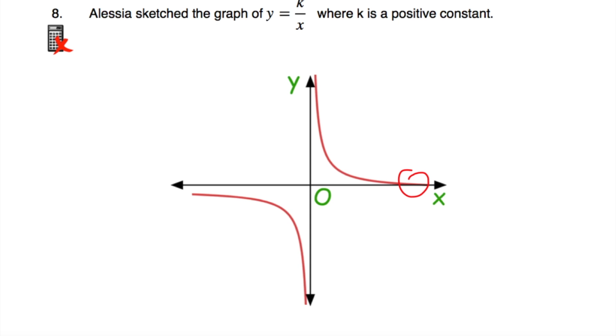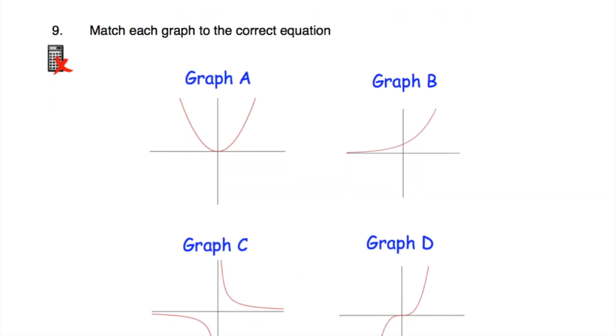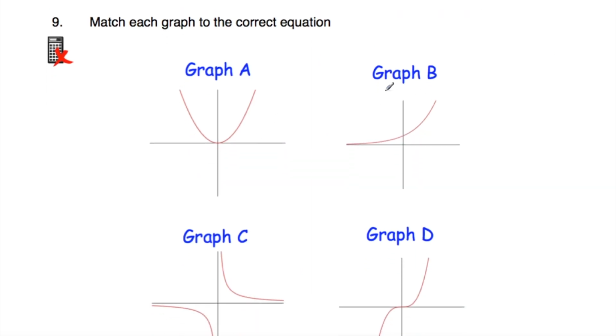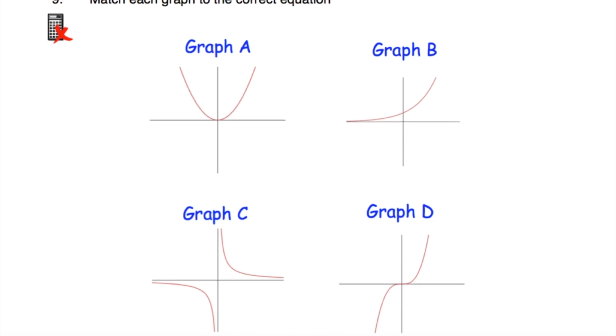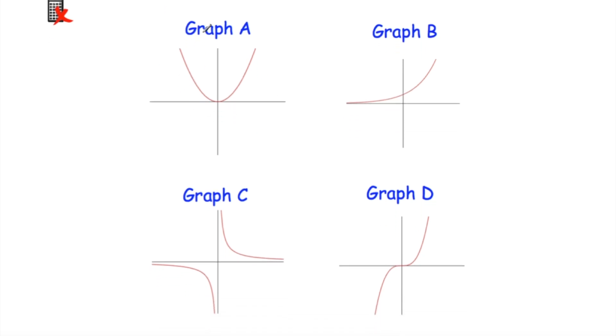Okay, let's look at our next question, question number 9. We've got some graphs: graph A, graph B, graph C, and graph D. We've been asked to match each graph to the correct equation. So let's have a look at the graphs and look at their shapes. This looks like an x squared parabola. It looks like a y equals x squared graph.